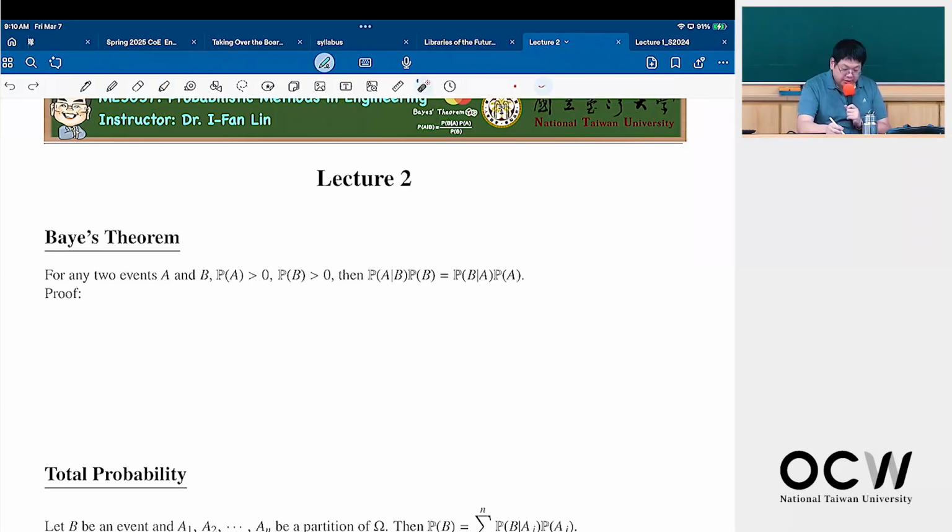I have two events, A and B, and the probability of A and the probability of B are greater than 0. In that case, this equation holds: the probability of A given B, the event B, times the probability of B, equals the probability of B given A, the conditional probability, times the probability of A.